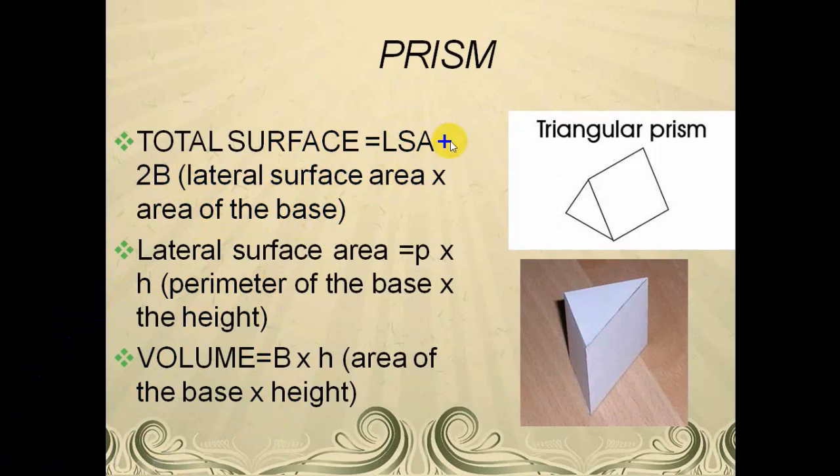LSA plus 2B, where 2B means twice the area of the base. The lateral surface area is P multiplied by H, the perimeter of the base multiplied by the height. So the perimeter of the base multiplied by the height is equal to the lateral surface area, and the volume is equal to B multiplied by H, the area of the base multiplied by height for the prism.